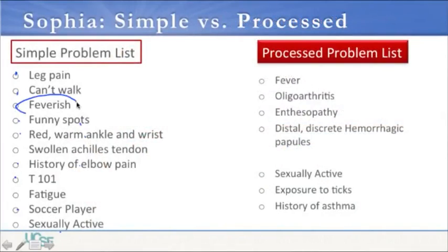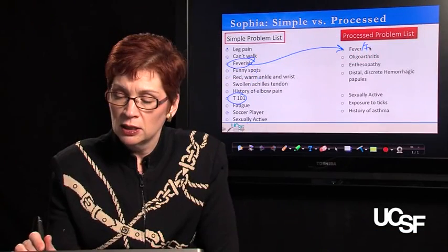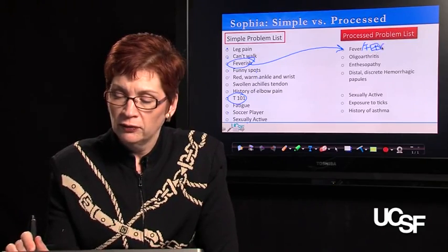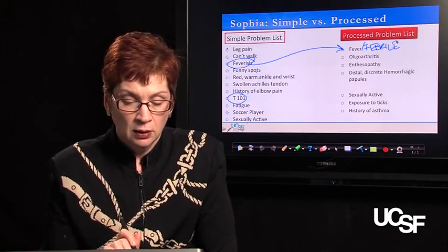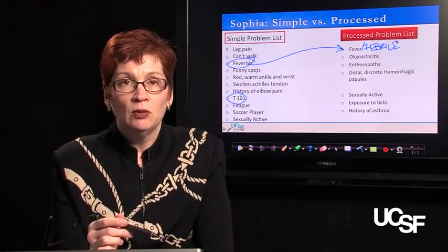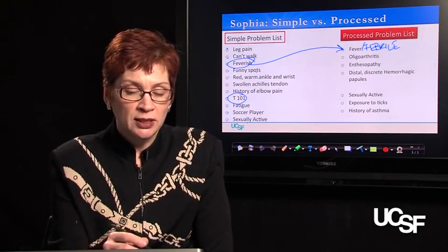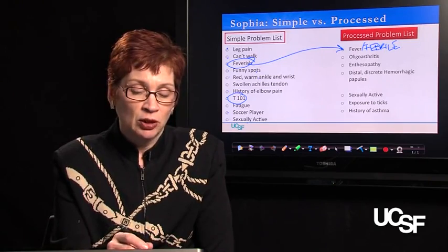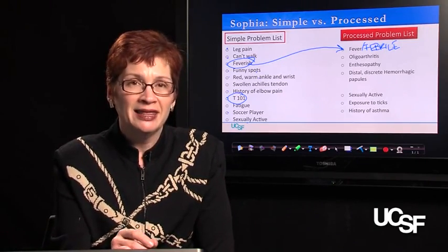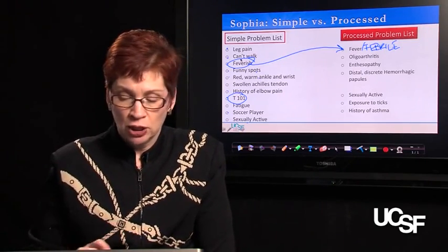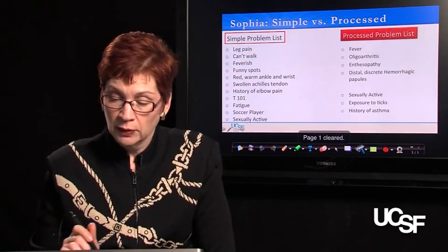So we take feverish and a temperature of 101, and we say that she has fever. Or we could argue that we could use the term febrile if we wanted to. This is really interesting to me when I analyze the performance of novices versus experts. We see this a lot, that as people are keeping track, they don't even combine things that are clearly redundant, like feverish and temperature of 101.